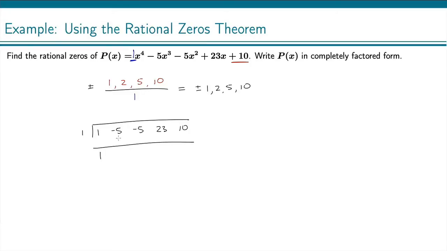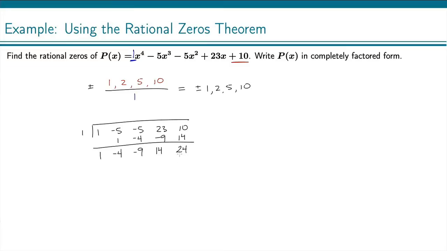We pull down the 1. 1 times 1 is 1. -5 plus 1 is -4. 1 times -4 is -4. -5 plus -4 is -9. 1 times -9 is -9. 23 plus -9 is 14. 1 times 14 is 14, and 10 plus 14 is 24.